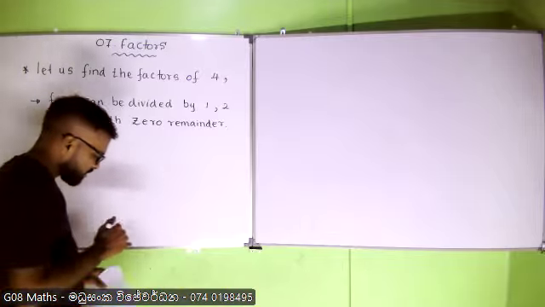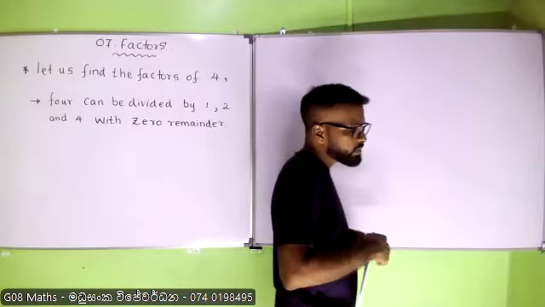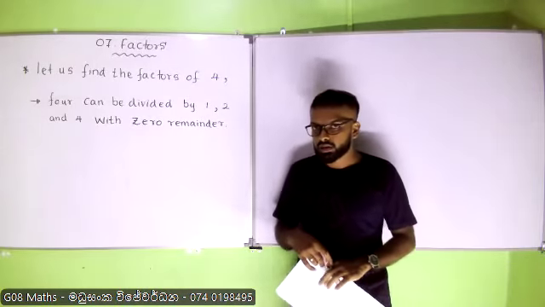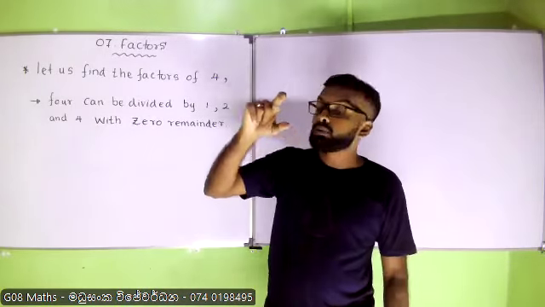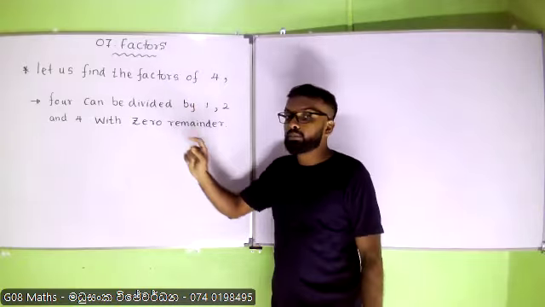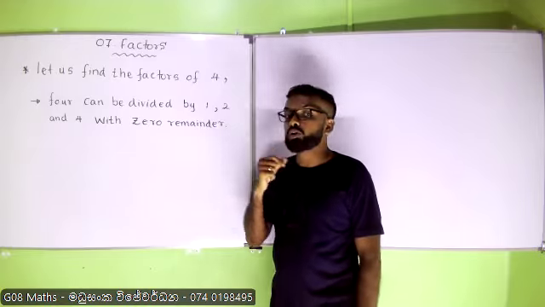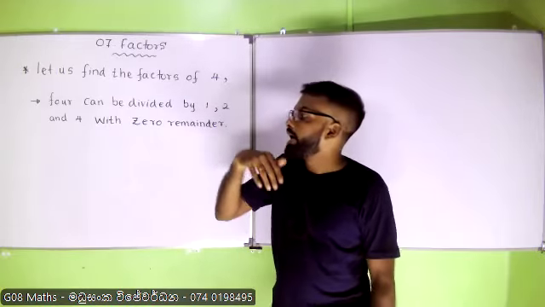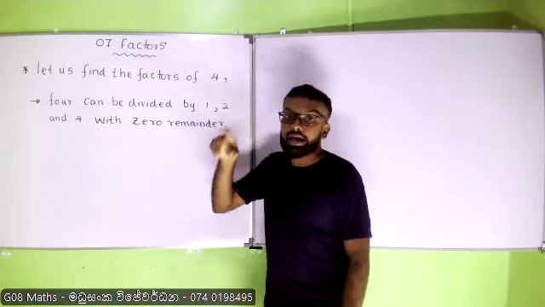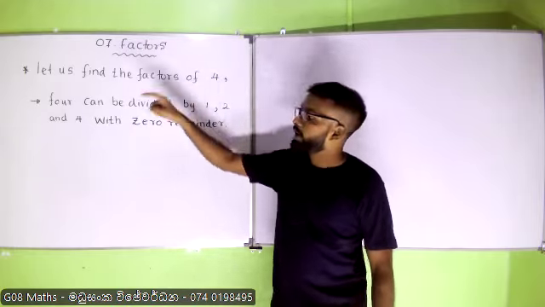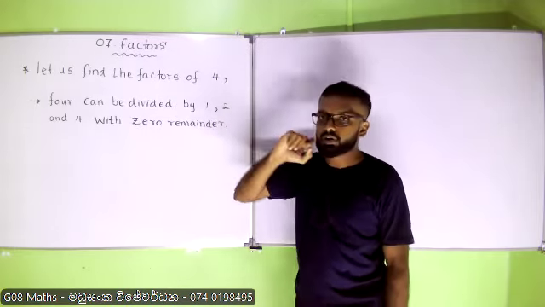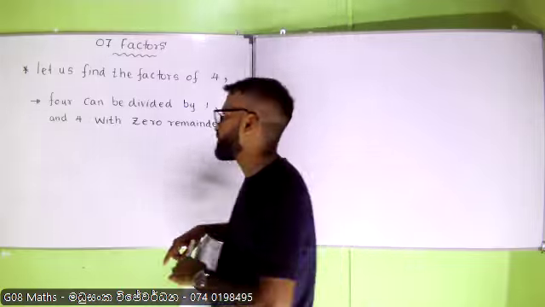Now we can represent the number 4 as a multiple of these numbers as well. So how do we represent the number 4 as a multiple of 1, as a multiple of 2, and as a multiple of 4? Now focus on the book.